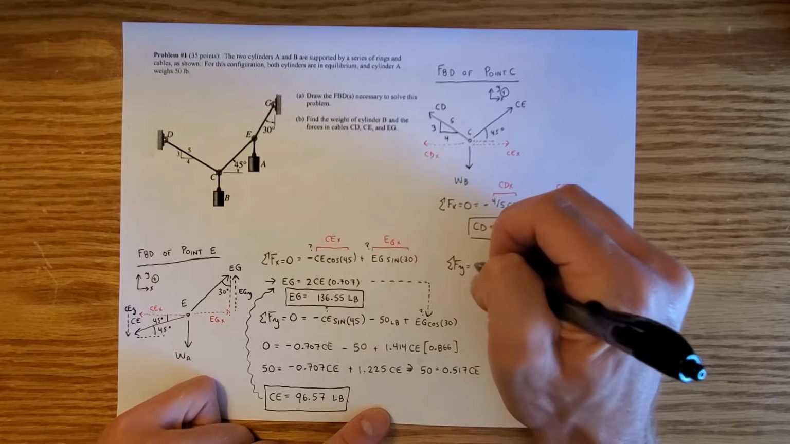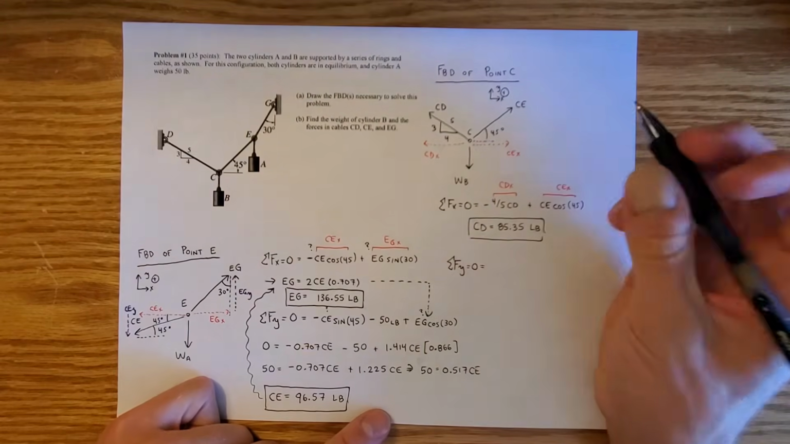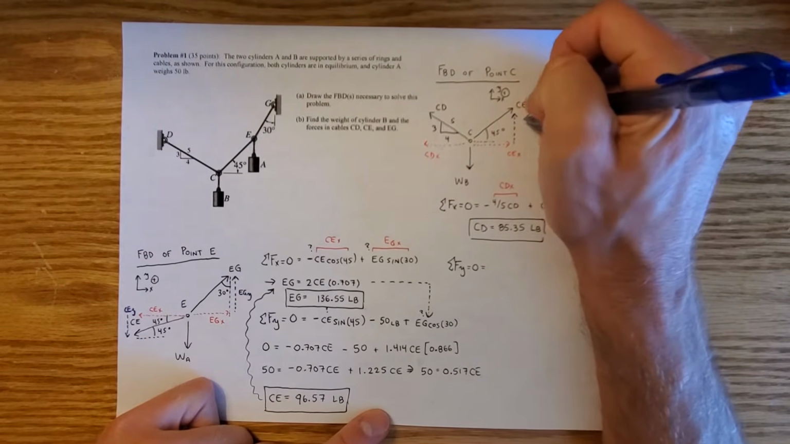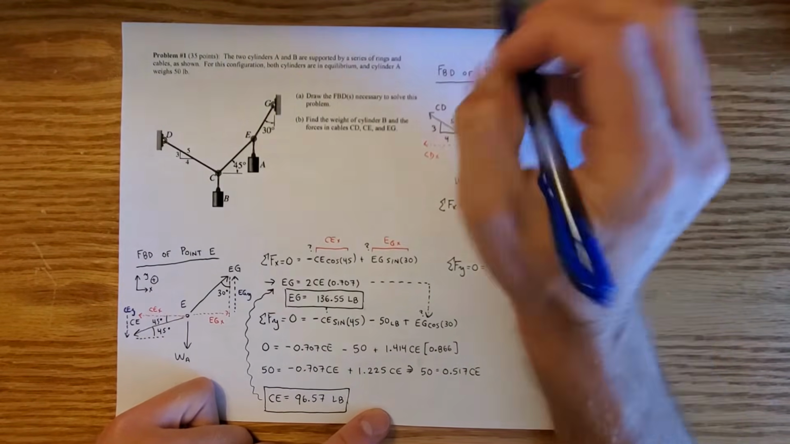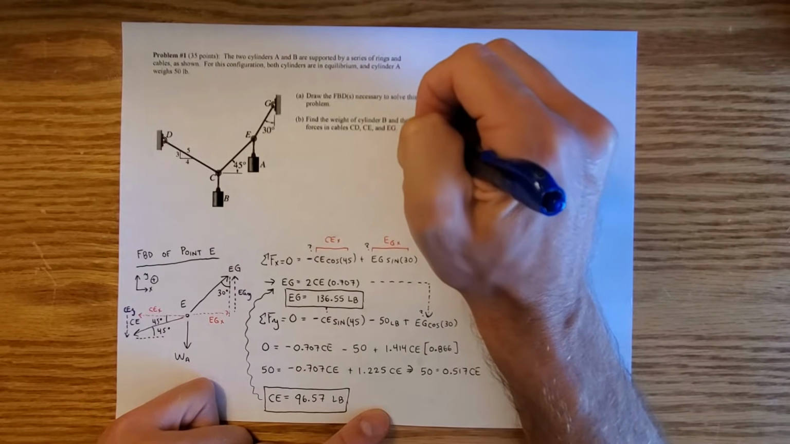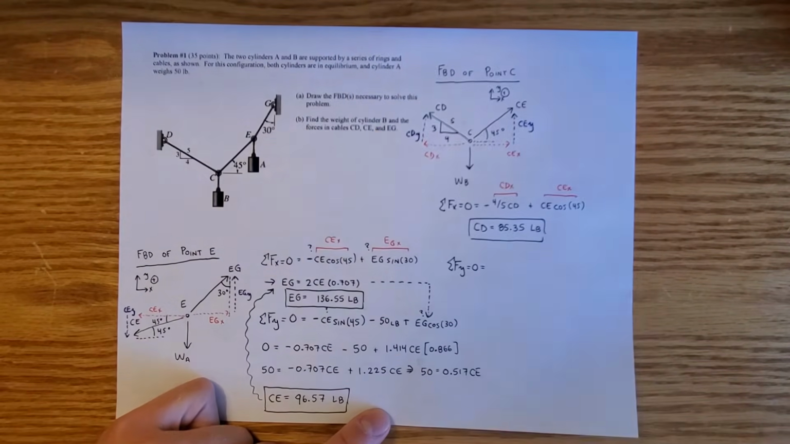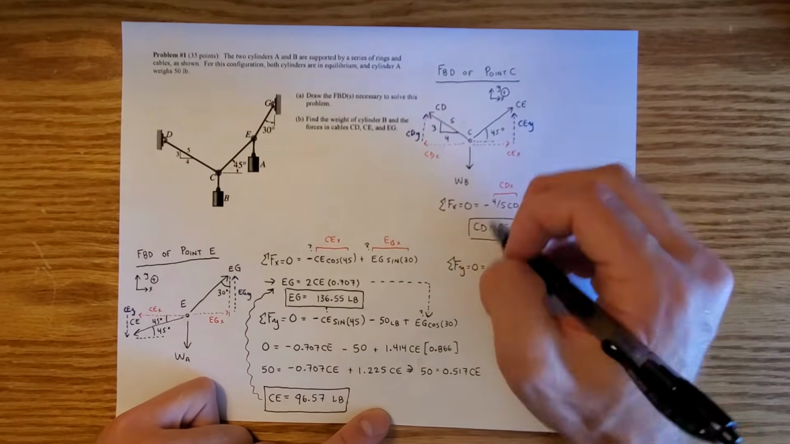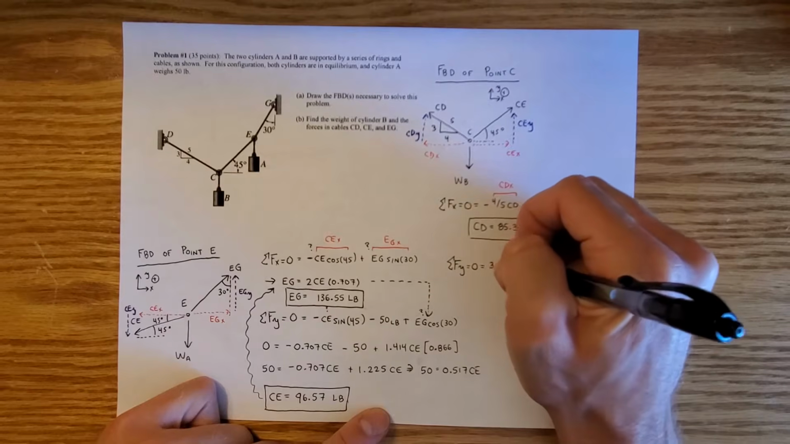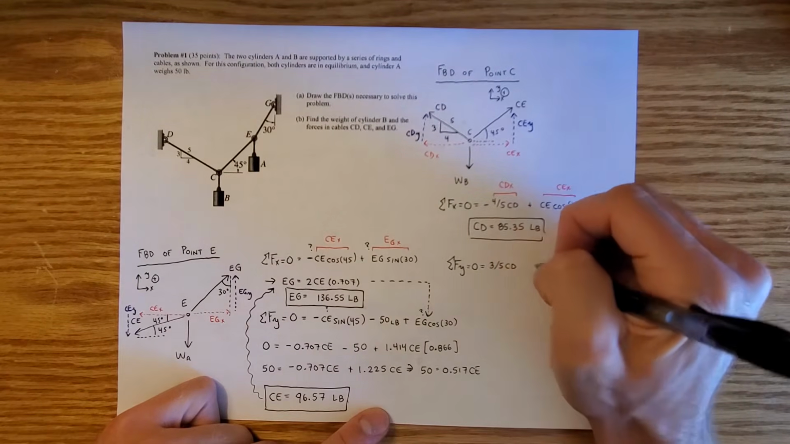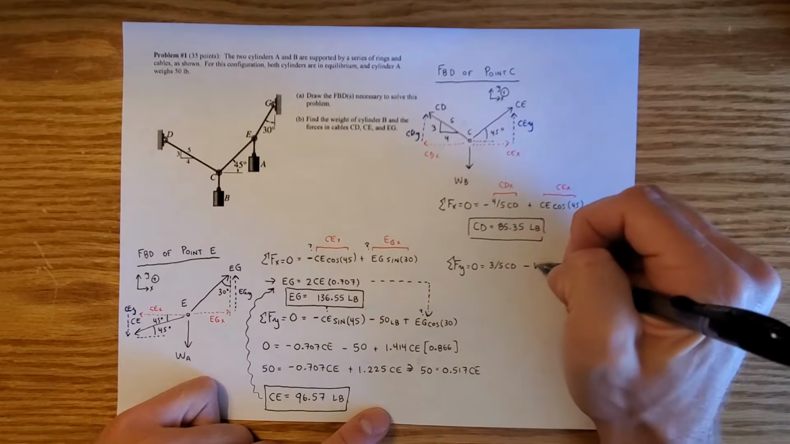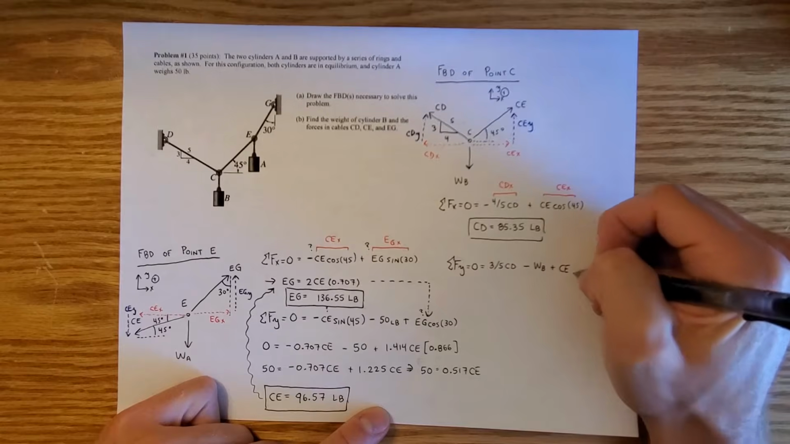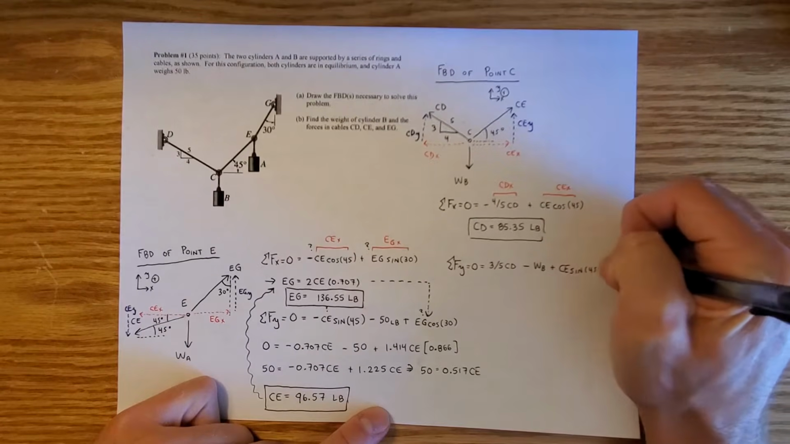Then we have one more equation to write, which is the sum of the forces in the Y. We'll set that equation equal to 0. And again, we have two Y components. We're going to have CEY and CDY. So what we write here is we've got CDY is 3/5 times CD. So we've got 3/5 CD minus the weight at B going down plus CE sine of 45.